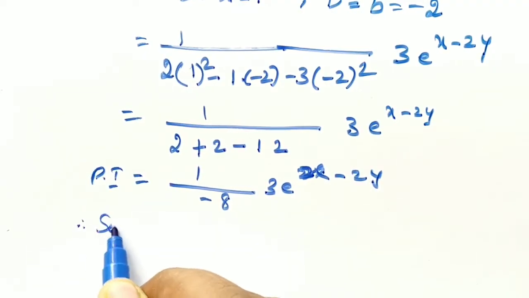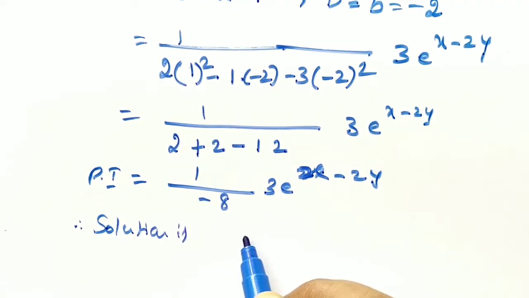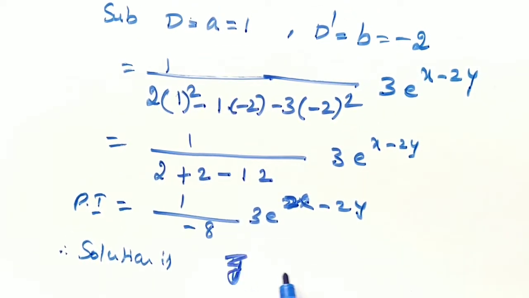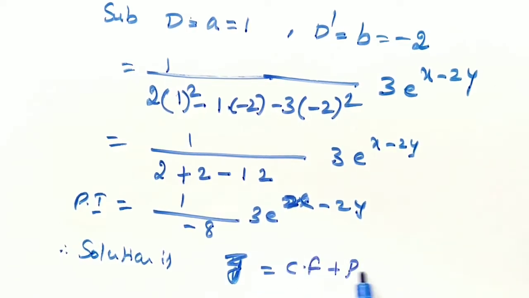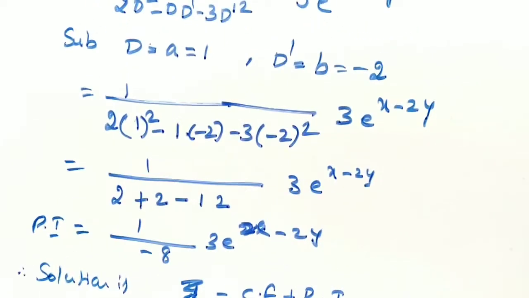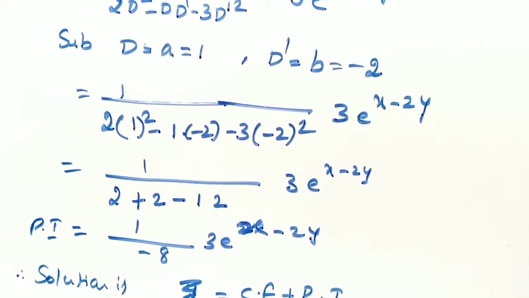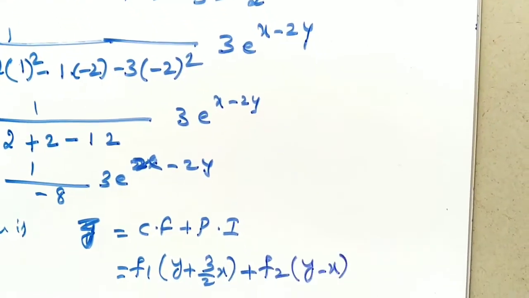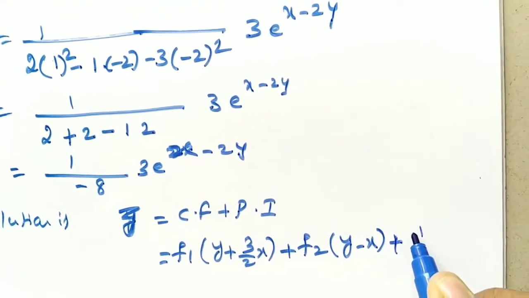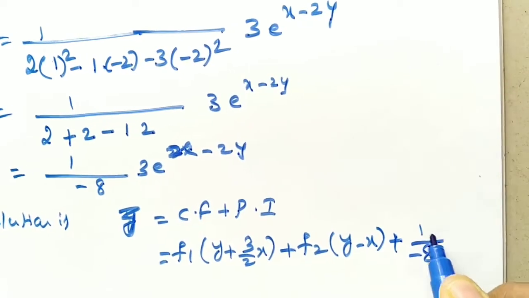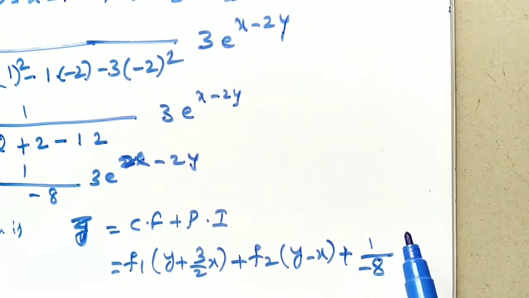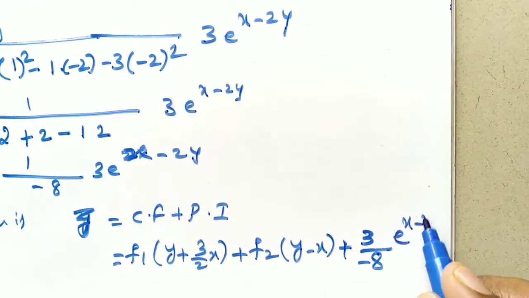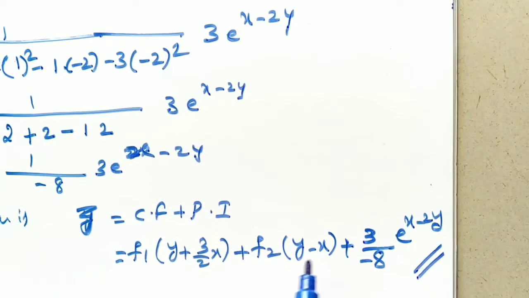Therefore the final solution is z equal to complementary function plus particular integral, since the function is given in z. So the complementary function we got is f1 of (y plus 3 by 2 x) plus f2 of (y minus x), plus the particular integral, which is 1 by minus 8 into 3. So writing the 3 here, it is 3 by minus 8 into e power x minus 2y. This is the required solution.